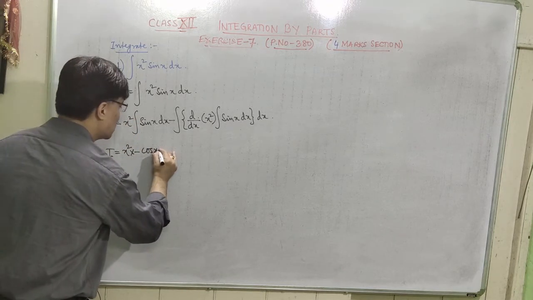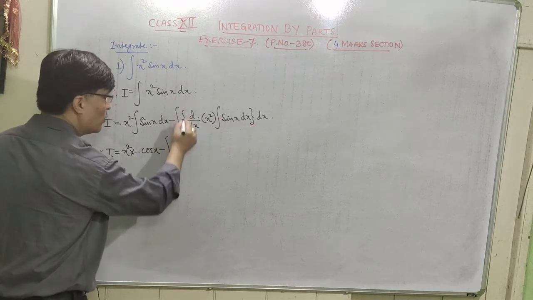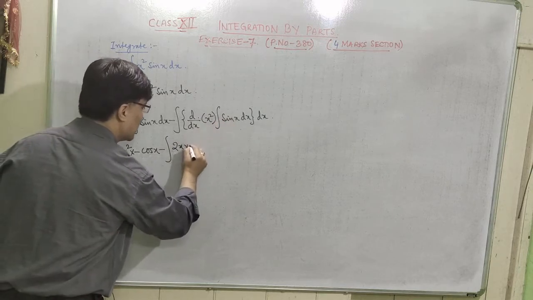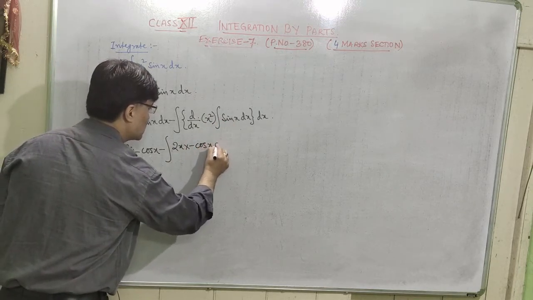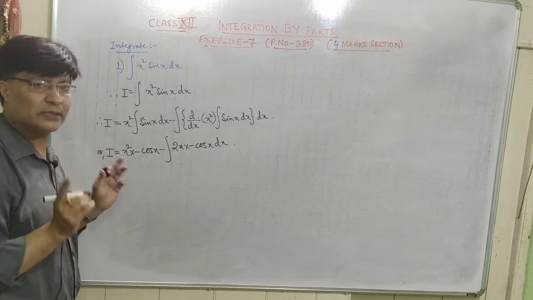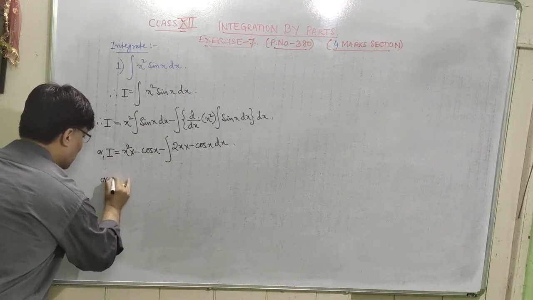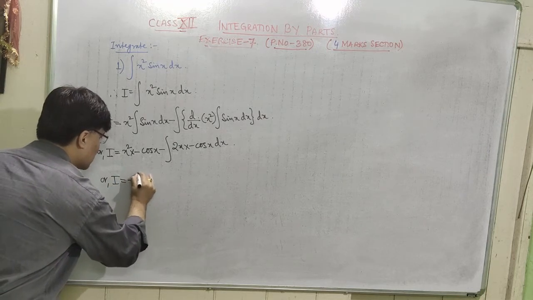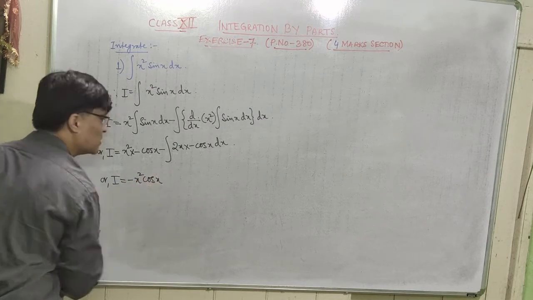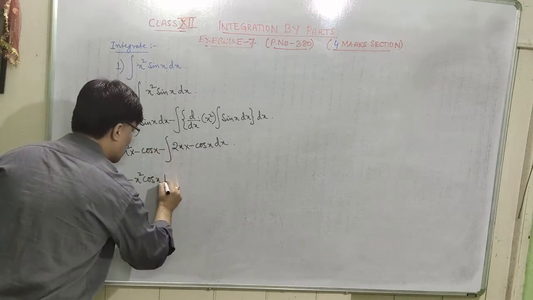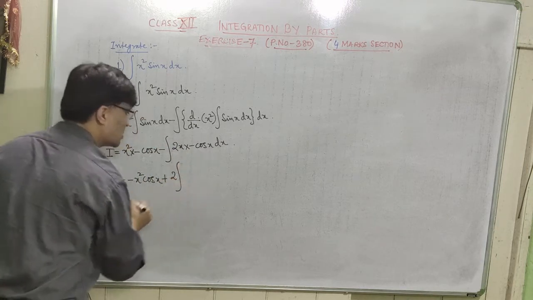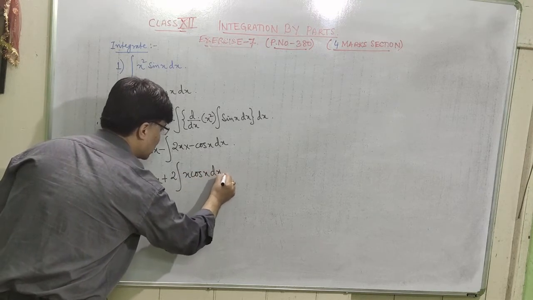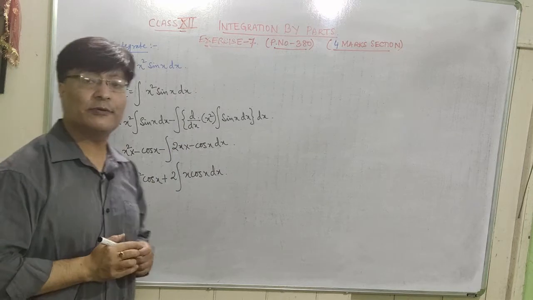So it is minus cos x, minus integration of, what is dy/dx of x square? It is 2x into, what is integration of sin x? Minus cos x dx. Is that clear? So now I is equal to minus x square cos x, minus into minus is plus, so 2 is a constant taken outside, integral of x cos x dx. So I think you have understood it.